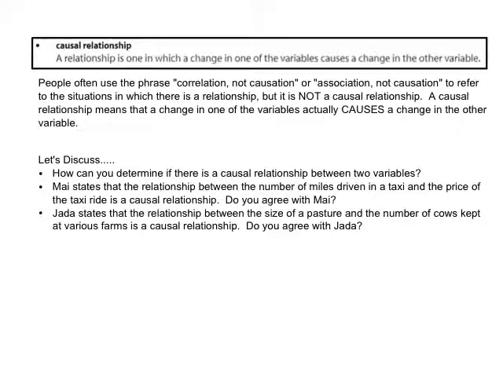In the second example, Jada states that the relationship between the size of a pasture and the number of cows kept at various farms is a causal relationship. Do you agree with Jada? I don't. Really, the number of cows kept at a farm is directly related to how many cows the farmer wanted. Yeah, if they have a larger pasture, they could hold more cows, but they don't have to hold more cows. So you would argue that the size of the pasture and the number of cows might be correlated, and it might be a positive correlation, but it is not a causal relationship.